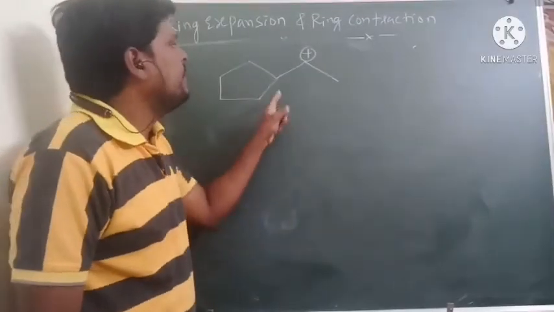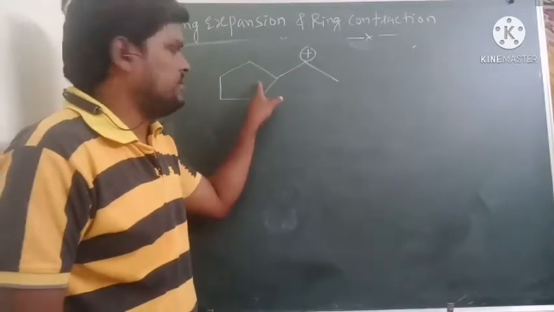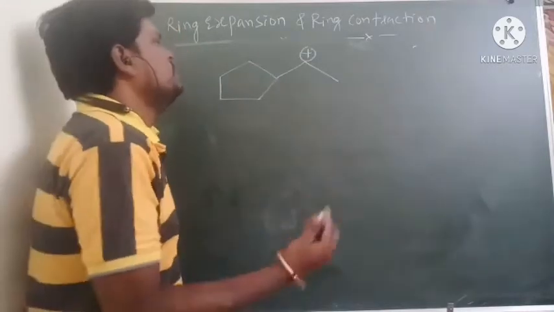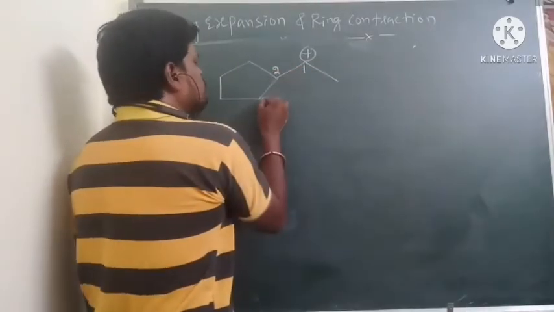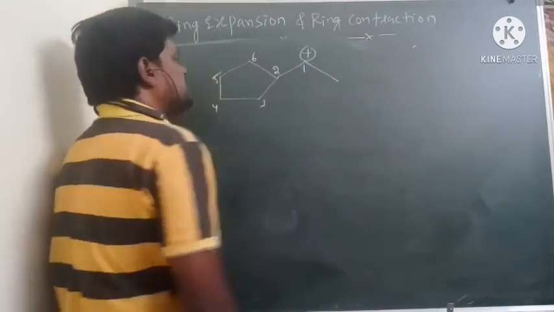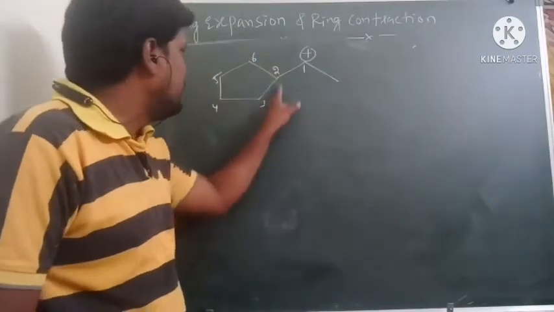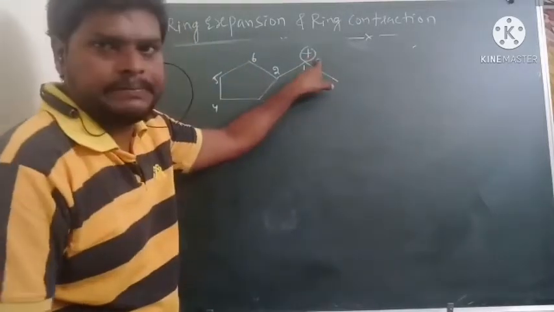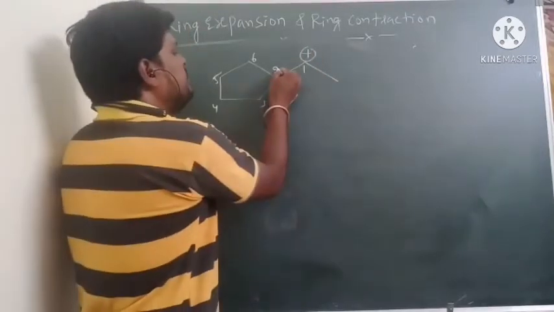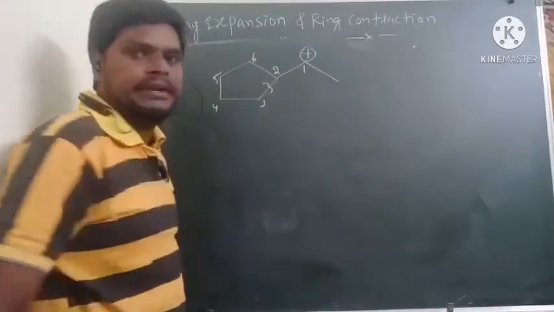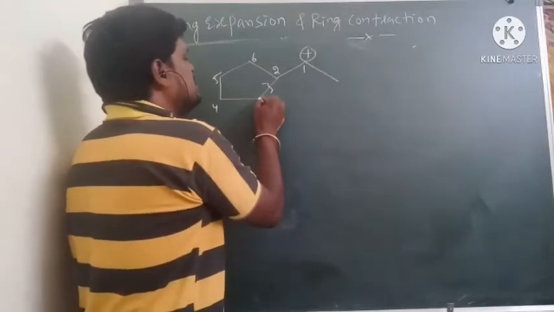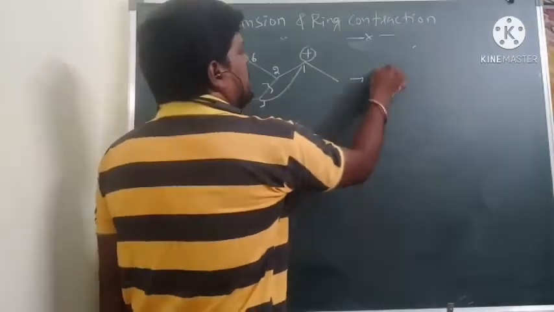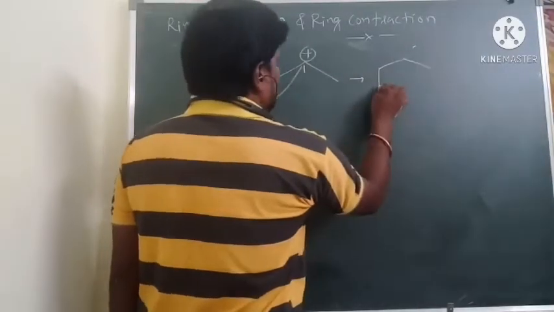Next example. Here the positive charge is outside the ring. That's why expansion takes place. So it is 1, 2, 3, 4, 5 and 6. But in this case it is a 5-membered ring, right? The positive charge is on the first carbon, right? Here the bond between the 2nd and 3rd carbon should break. Now this third carbon is going to bond with the first carbon, right? The next step will be here, right?